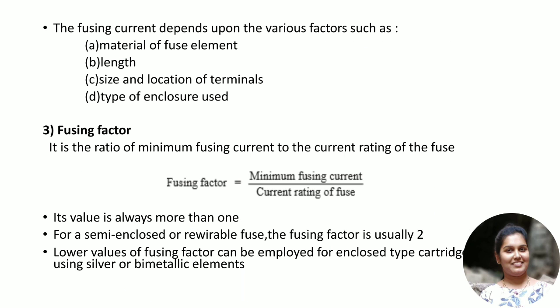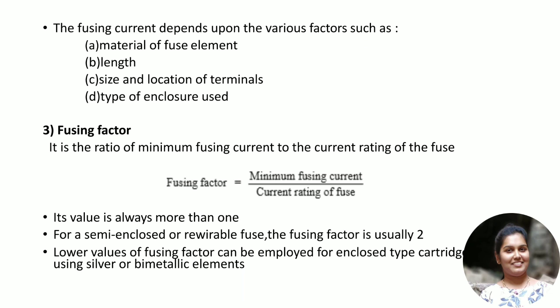Next, we'll see what is meant by fusing factor. So fusing factor is nothing but the ratio of minimum fusing current divided by current rating of the fuse. Just now we have discussed two different points. If we divide those 2 points, we'll get another constant term, that is nothing but fusing factor. So its value should be always more than 1.